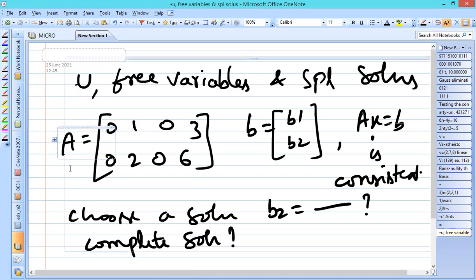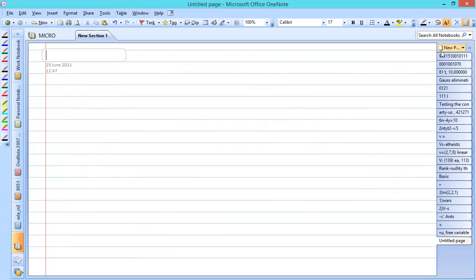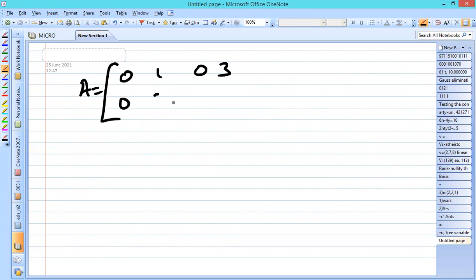So here we are given a matrix A, and we are asked to find the row echelon form of this matrix A, and also identify the free variables, get the special solution, and find the complete solution. Here I will just show how to solve this. First let us take the matrix that is given: A is 0, 1, 0, 3, 0, 2, 0, 6.